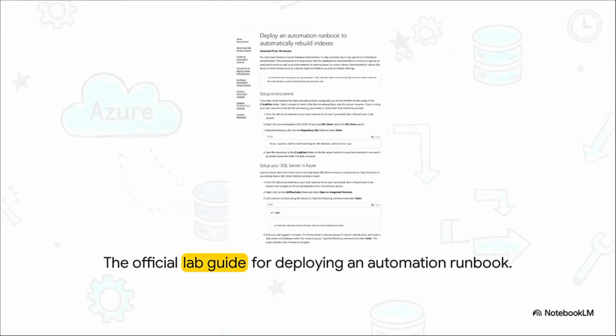Take a look at the official lab guide for deploying an automation runbook to automatically rebuild those indexes. You're going to become really familiar with this document. This explainer right now is your strategic roadmap. I'm going to walk you through the logic and the architecture of this whole deployment, so that when you execute these exact steps in your lab environment, you'll understand the deeper why behind the how.